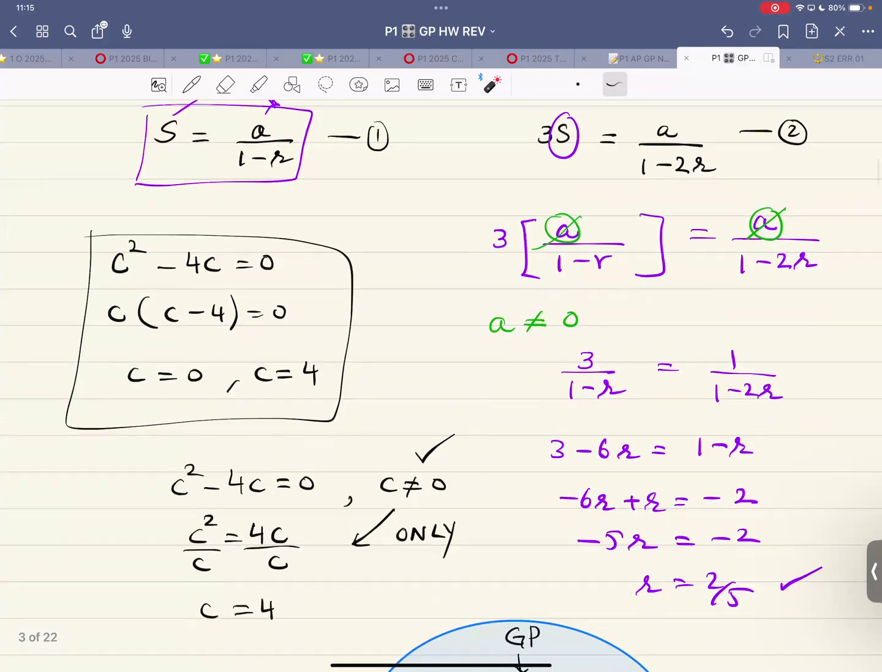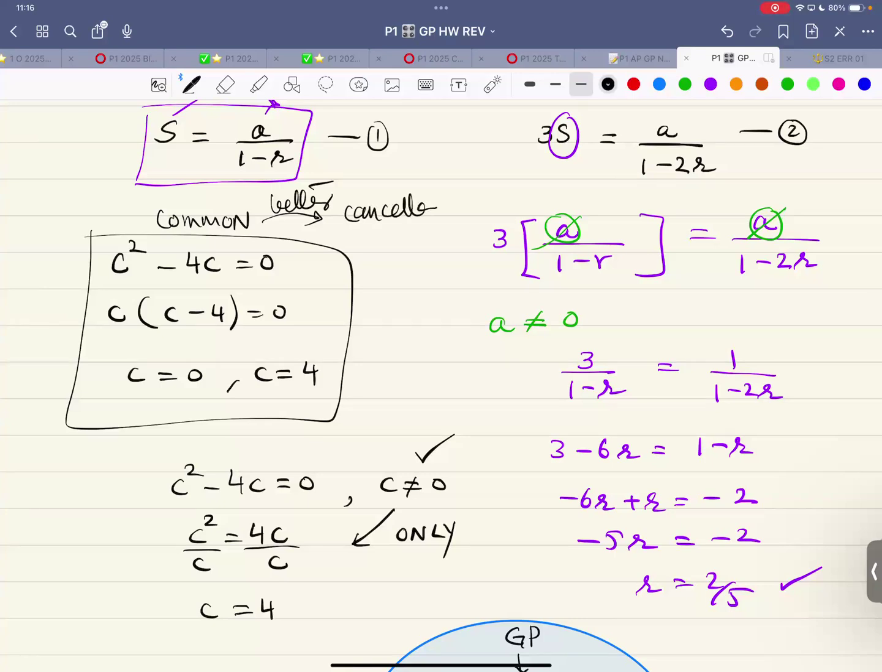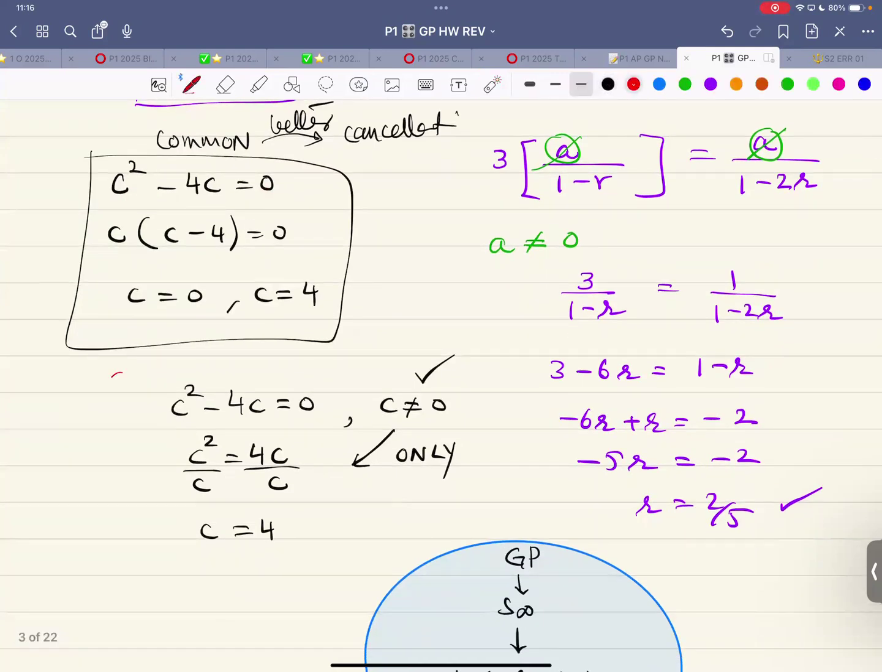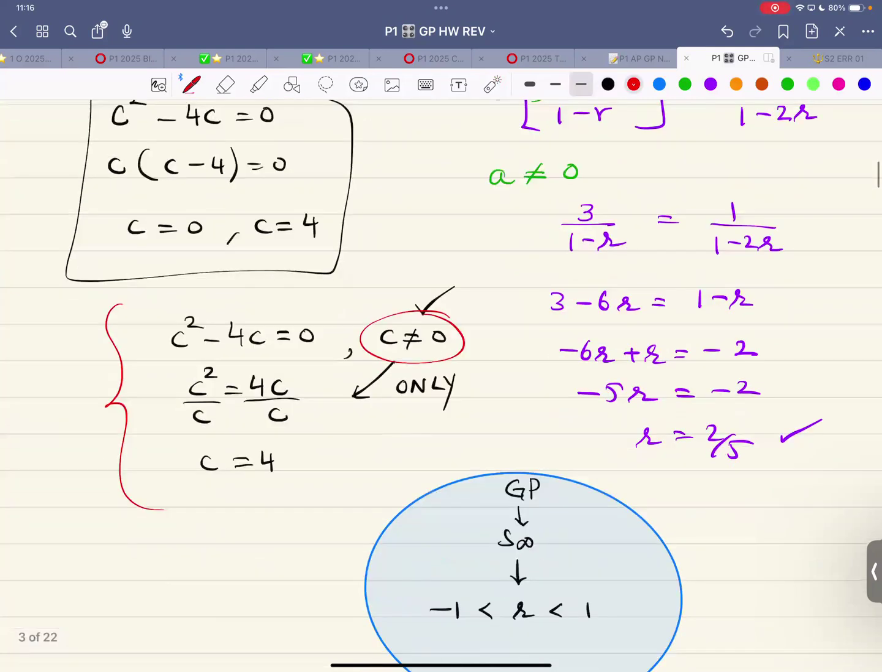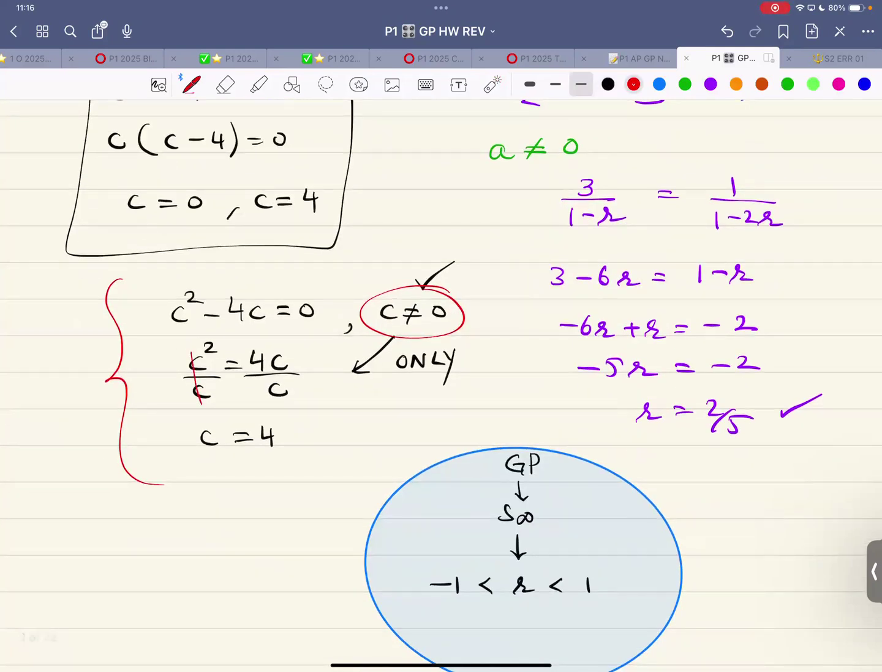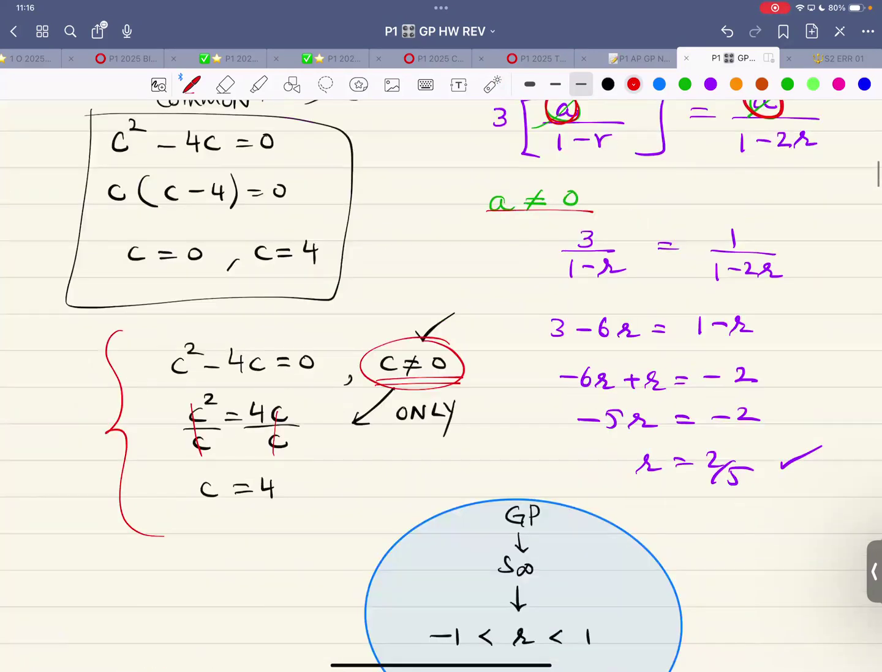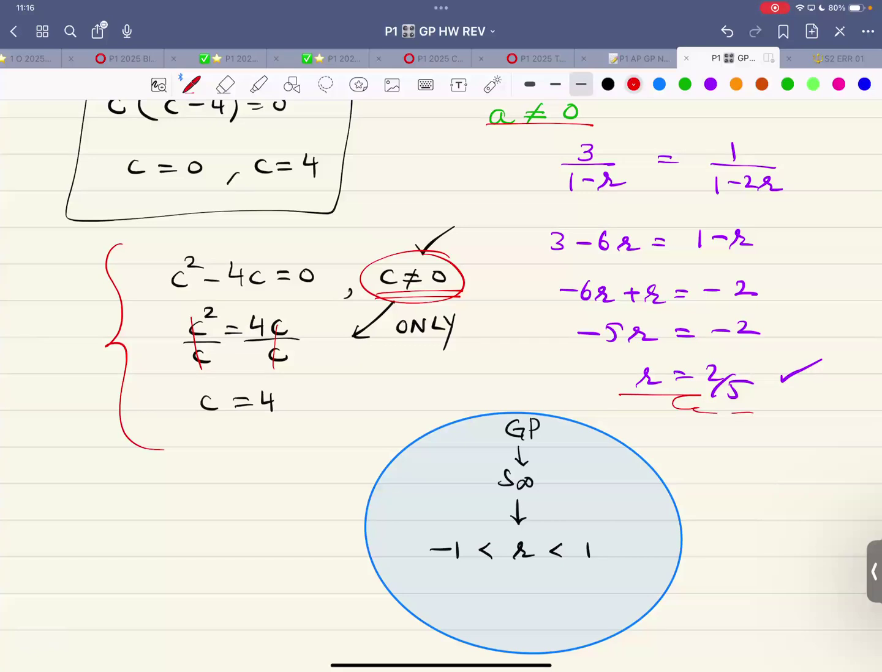Now we know that whenever there is a possibility of taking common, taking common is always better and complete as compared to cancellation. Let's say in this example, c squared minus 4ac equals 0. That's the complete solution. What if the question is worded in such a manner that c does not equal 0? Then you can get rid of c's, because c does not equal 0. Over here, if I wanted to get rid of A without taking common, I can, because A does not equal 0. And then I solve, I get R equals 2/5.